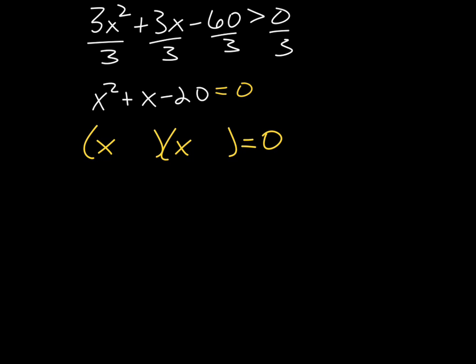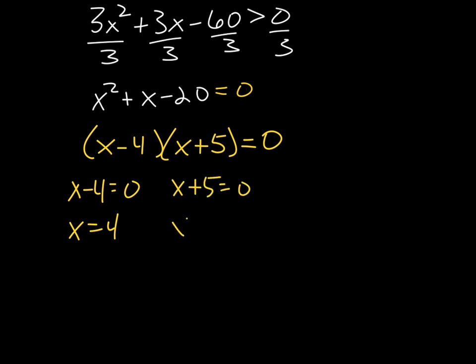-4 and +5. Okay. Now, if you're factoring, you're not quite done, right? You got to set these equal to 0. Add 4 there. Subtract 5 there. And so those are where this crosses the x-axis.